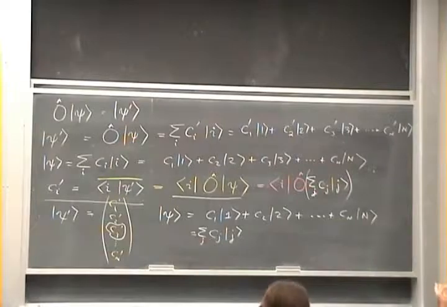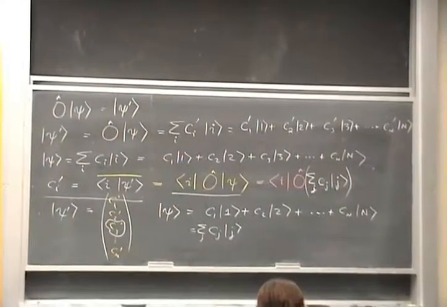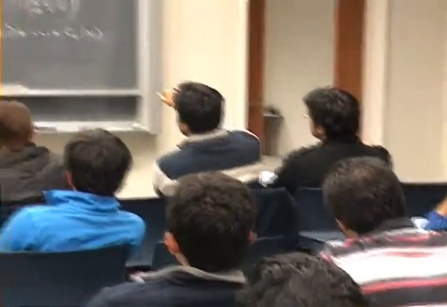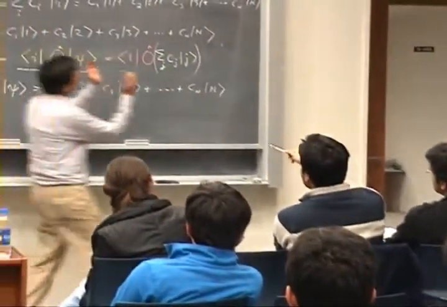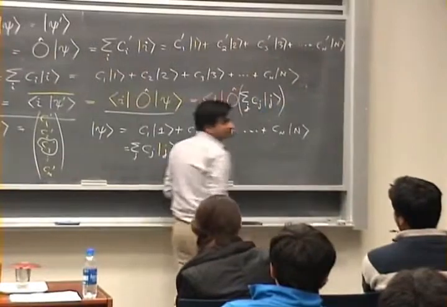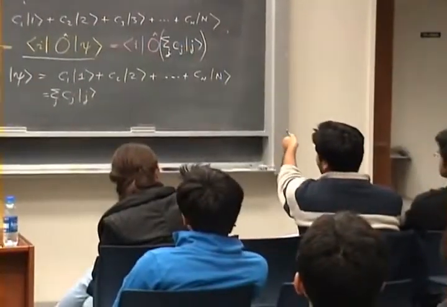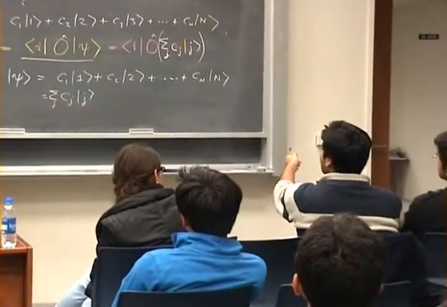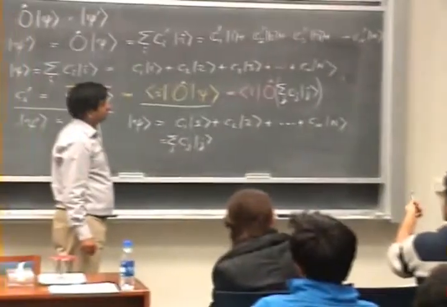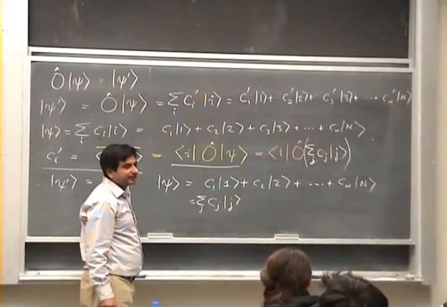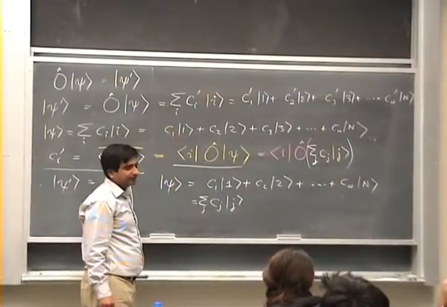Sir, but basically what you're saying is that it's the sigma j, operator O operating on Cj. It's the operator acting on this sum. Sir, that's correct, but the inner product of bra i with ket j will only allow it if j is equal to i. Let's see that. We'll see that ahead.